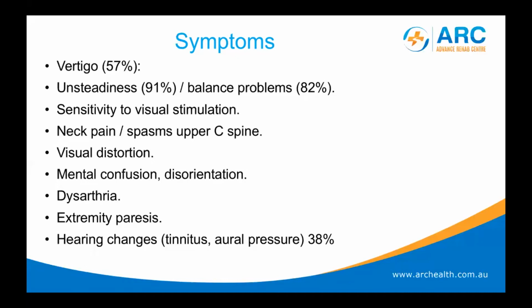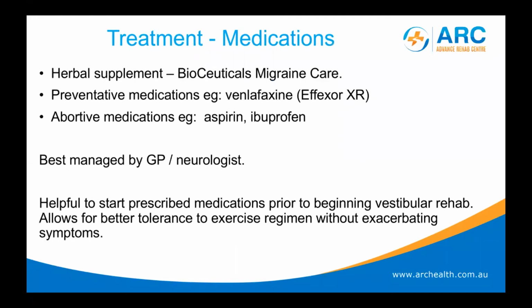More rarely, it can occur as dysarthria, so speech problems, or even some temporary paresis, so paralysis of the extremities. Hearing changes can occur. However, in a vestibular migraine, it's usually bilateral and usually quite transient. So it's usually only mildly affected.